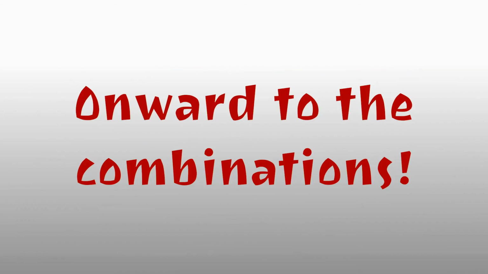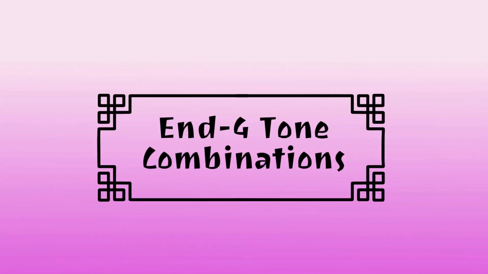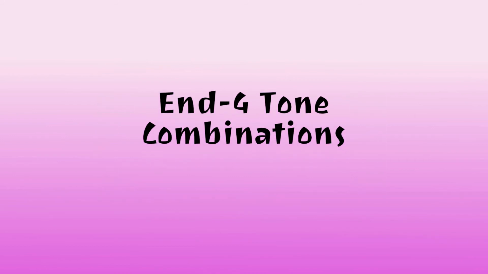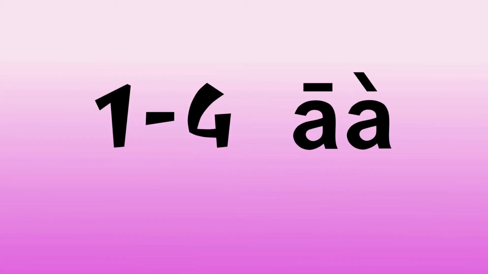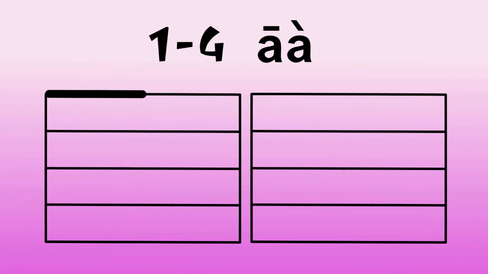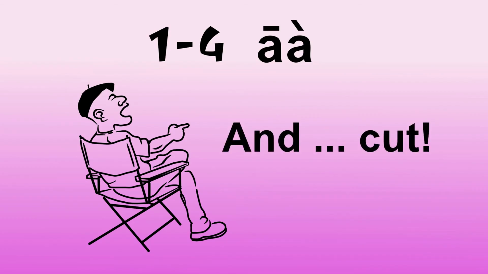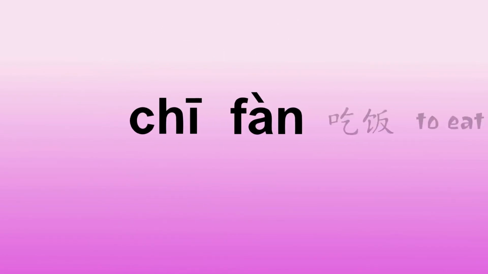And now let's look at the two-syllable tone combinations. Let's look at the tone combinations ending in the fourth tone. This 1-4 combination sounds like this. An English equivalent might be a movie director saying, and cut, and cut. The model word is 吃饭 meaning to eat.